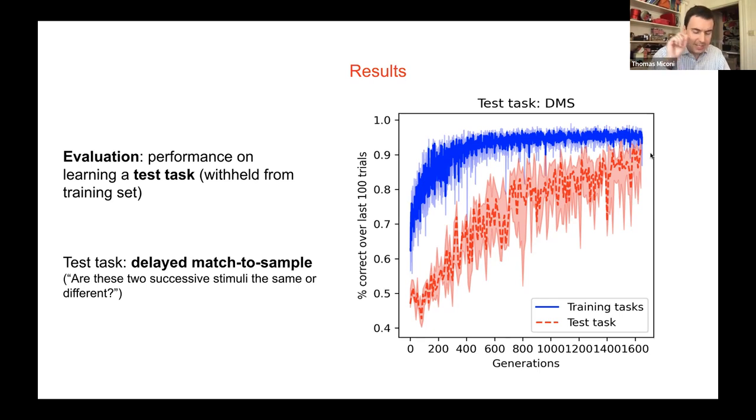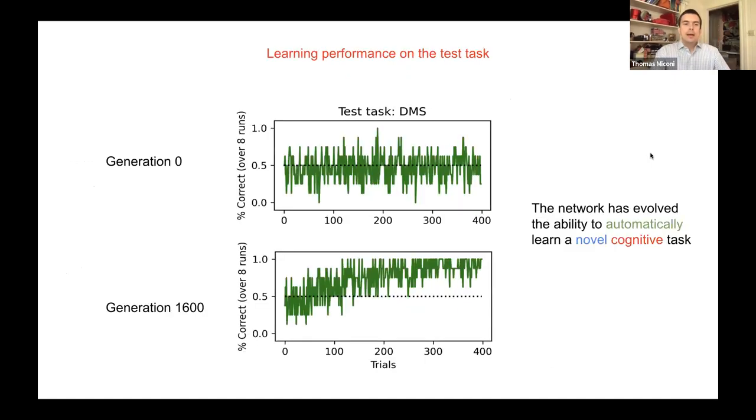Another way to see the performance of the network is to look at the performance during each episode, that is during the 400 trials of a task, which I'm going to show now. Now here, each of those graphs represents the performance of the agent over 400 successive trials of the same task. Again, both of those are for the test task, the withheld task that is not used for evolution. The performance is averaged over 8 runs.